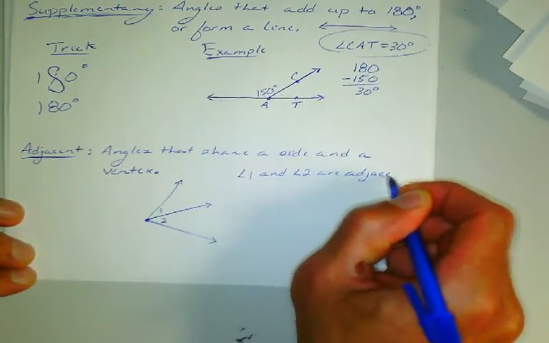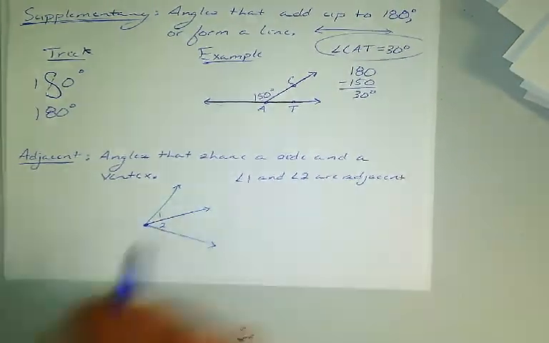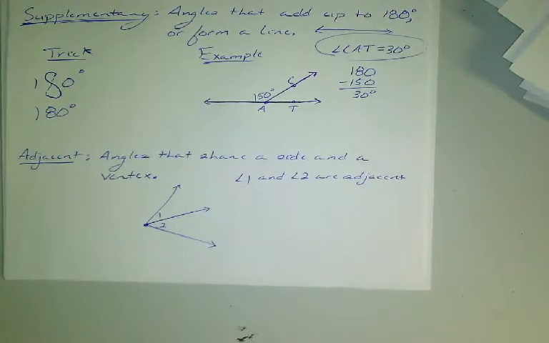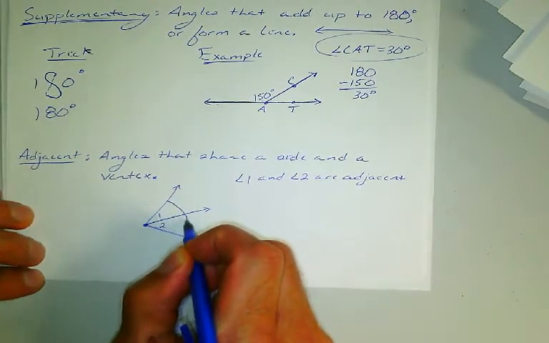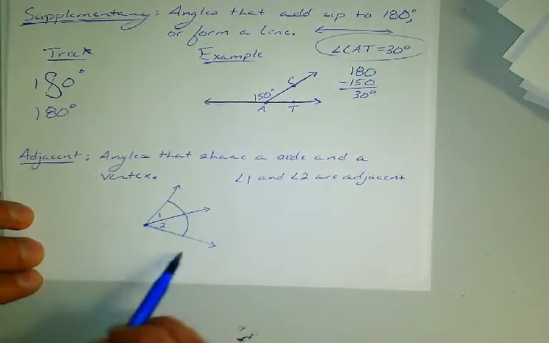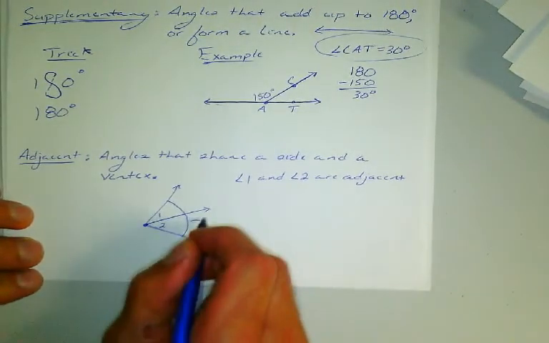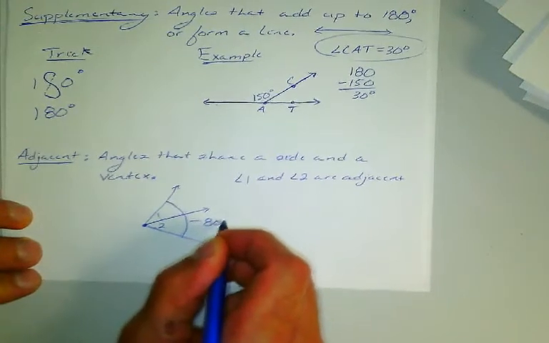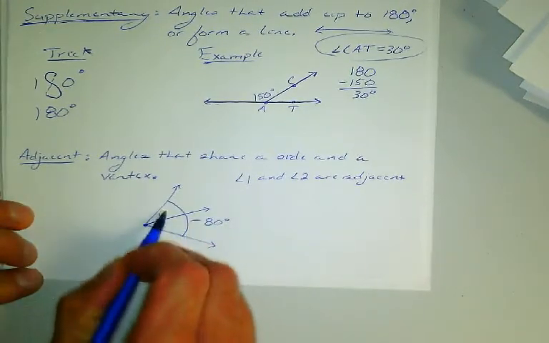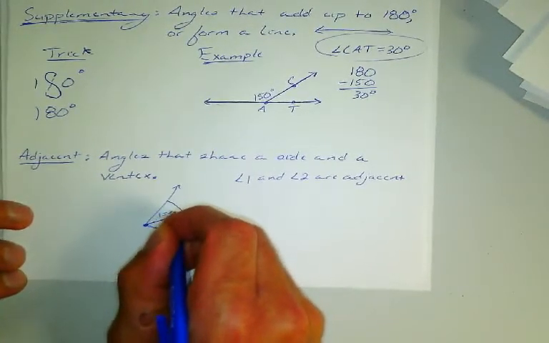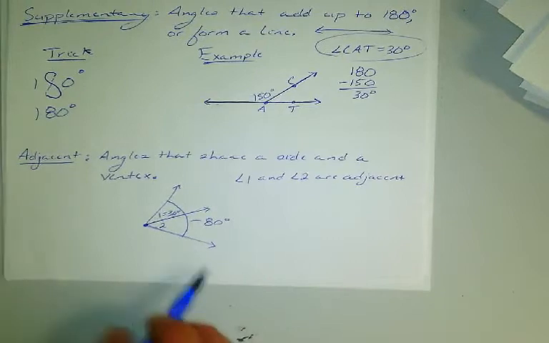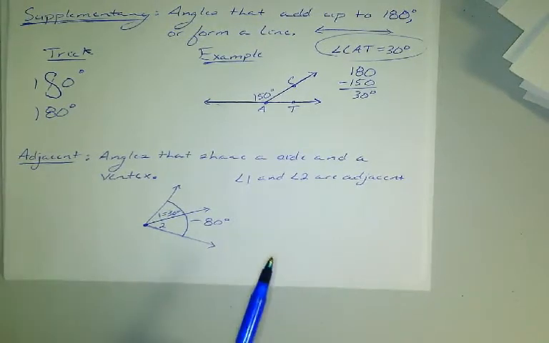Now it doesn't look like they're complementary, and you can't just assume that something forms a right angle. So let's add some numbers here. Let's say that the two angles together, that big arc that I just drew, let's say that is 80 degrees. So that encompasses angle 1 and angle 2. And let's say angle 1 is 30 degrees.